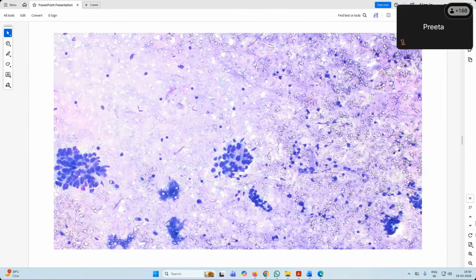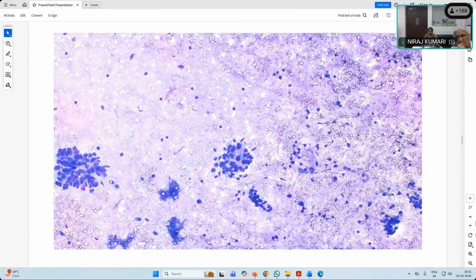Yes, ma'am. Can you please describe the smear? Ma'am, smears are moderately cellular and they're arranged in rosette-like pattern and clusters. Okay, what about the background? Ma'am, it has an amorphous background, necrosis in the background.